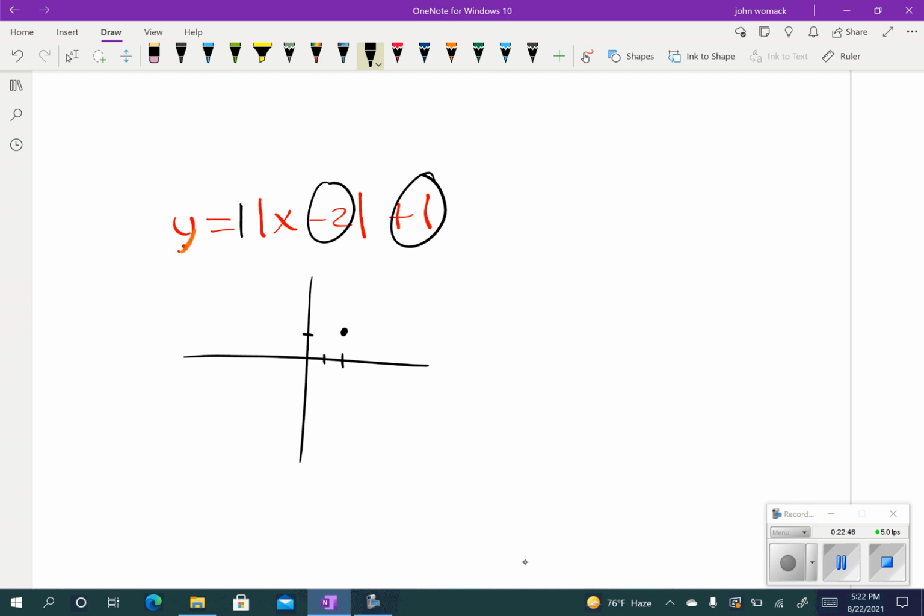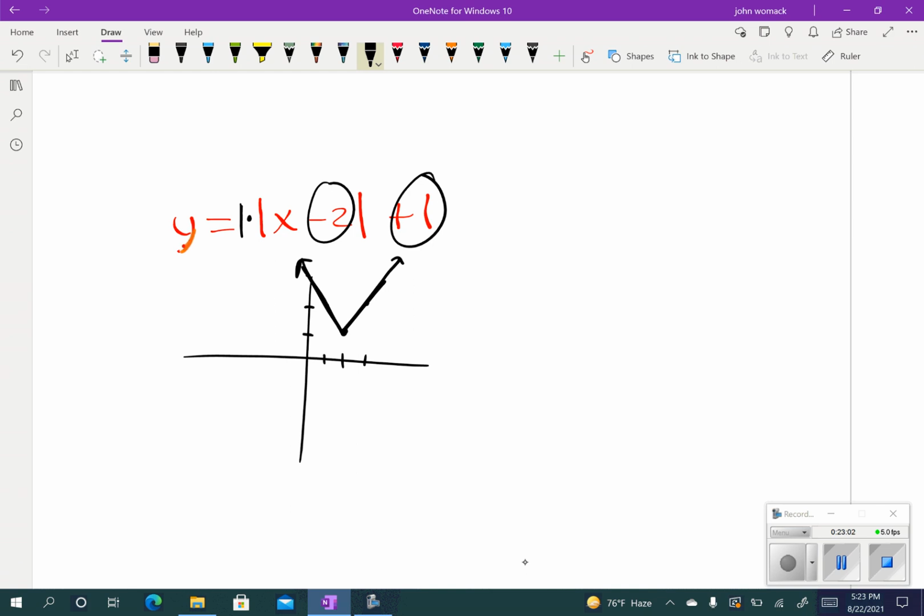There's nothing there, so it's like having a 1 out there. Positive 1 means it's going up. So we're going to go left 1 and up 1, and right 1 and up 1, just like the normal parent graph. There's my graph right there.